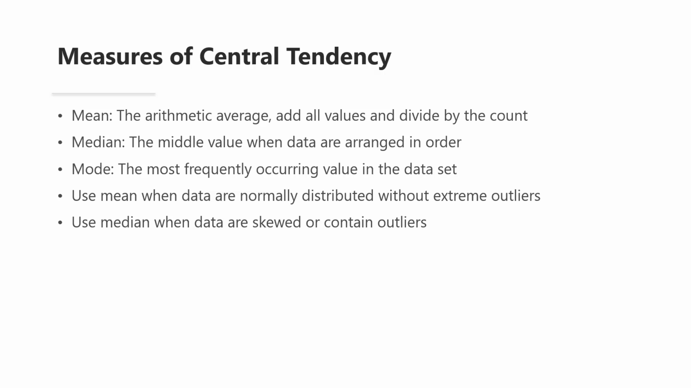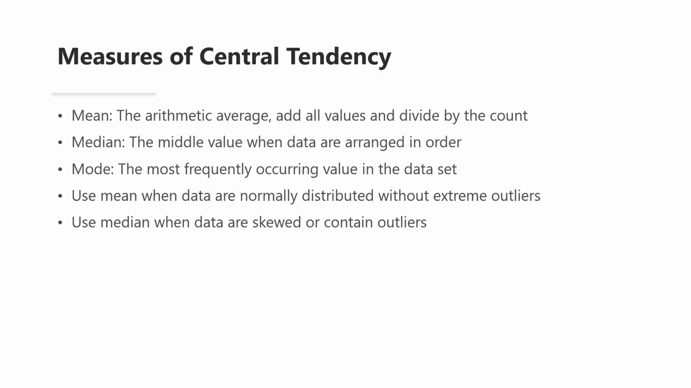The mean is the arithmetic average. You calculate it by adding all values in the data set and dividing by the total number of values. For example, if 5 participants scored 70, 80, 85, 90, and 95 on a health knowledge test, the mean is 70 plus 80 plus 85 plus 90 plus 95 equals 420, divided by 5, which equals 84. The mean is the most commonly used measure of central tendency and works well when data are approximately normally distributed.